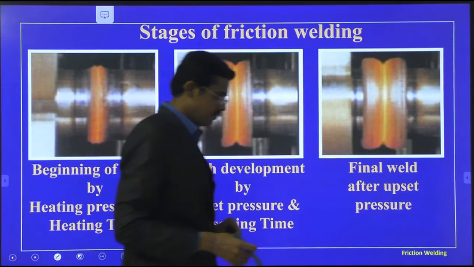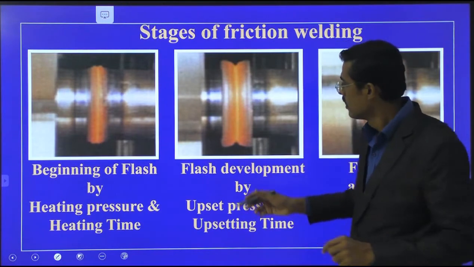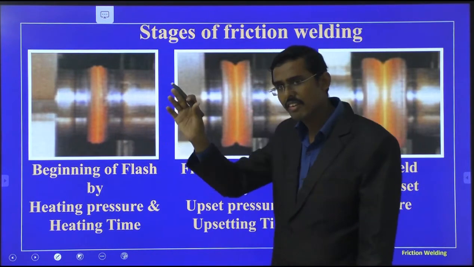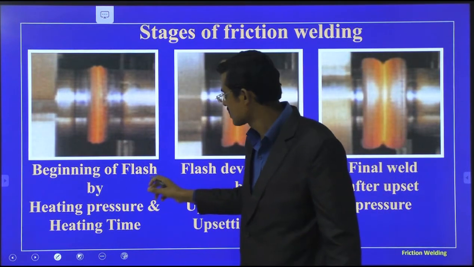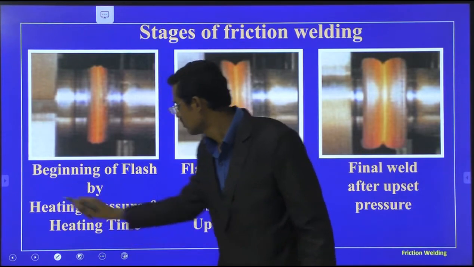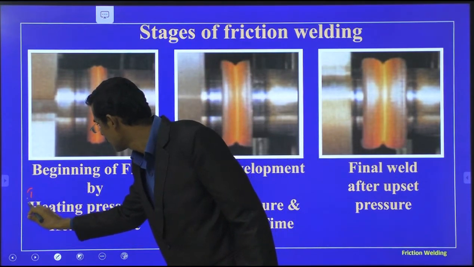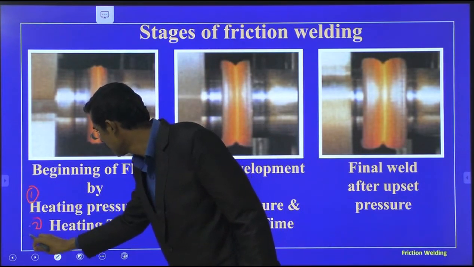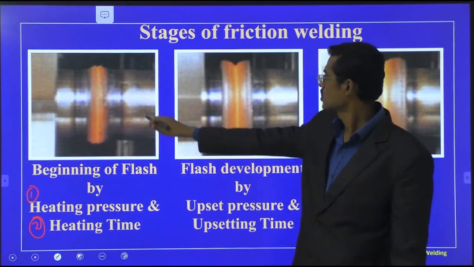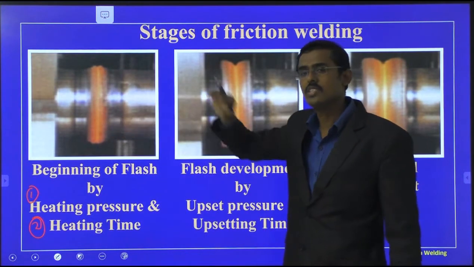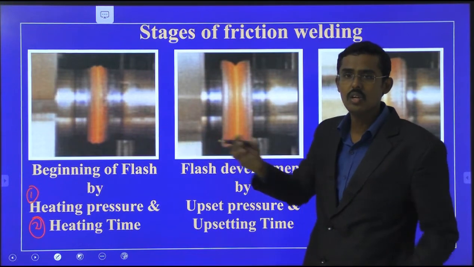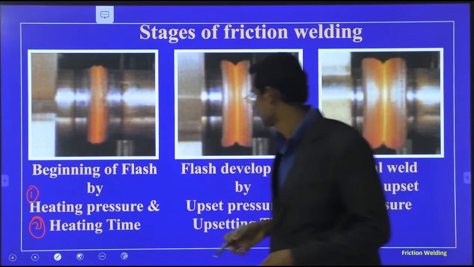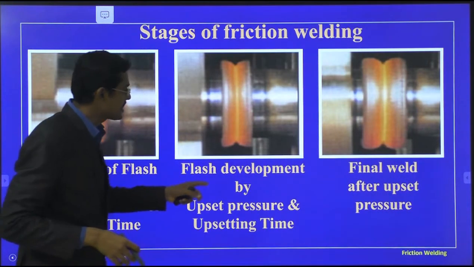So the stages, you see, at beginning we have seen the video. Beginning of the flash by heating pressure. This is what I told the parameters. Heating pressure for heating time. So simple contact has been generated, heat, it started to make the material plastic. And second, the flash is developing.